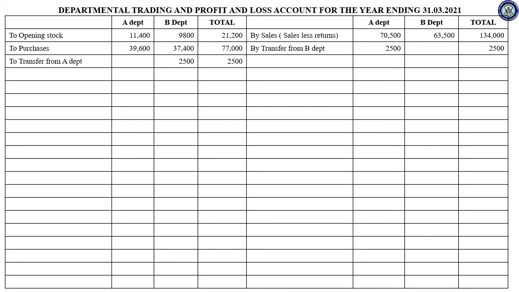Okay, you make one correction here. So here you write, it is correct, transfer from A department. Here you write transfer to, sorry, make a correction here, transfer to. You write transfer to B department.